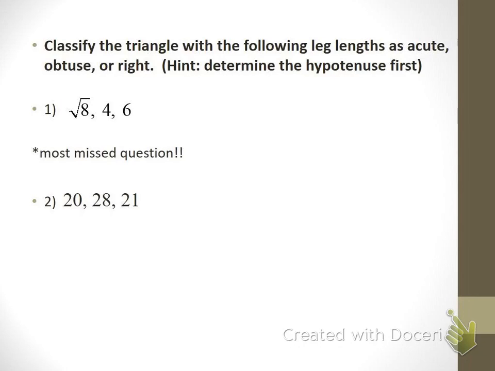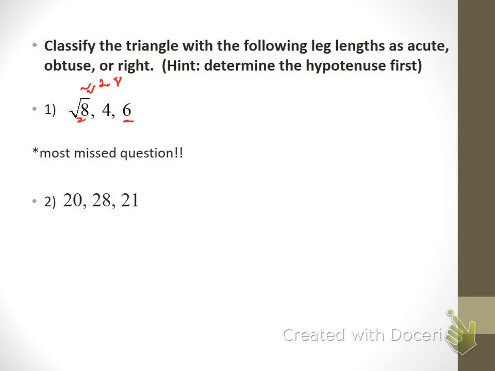Okay, so the only thing you got to be careful of here is recognizing that 6 is the longest side and not the square root of 8 in this first set of numbers. Because if you were to actually type in the square root of 8, it would give you about 2.8. So those are your smaller sides. The square root of 8 and 4 are your smaller sides. And if you add those together, you get like 6.8, which is definitely bigger than 6. So we do know that these side lengths are going to make a triangle.